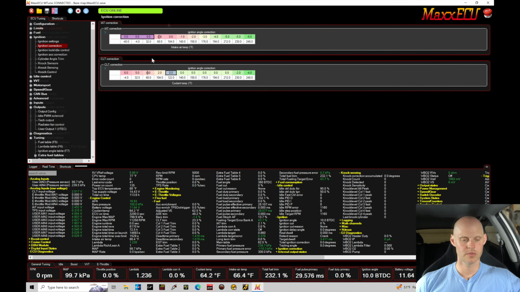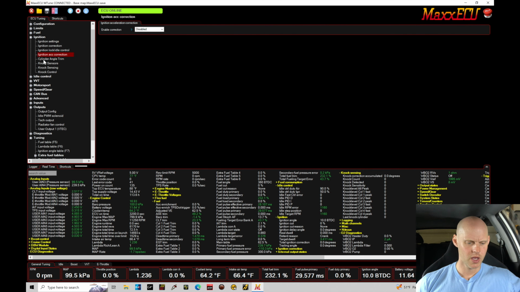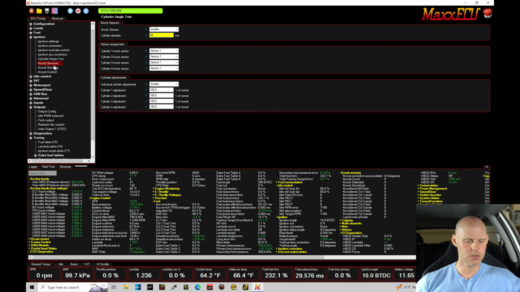All right, let's keep moving on, looking through our ignition sections for any 2-dimensional or 3-dimensional tables to update. Looking in here, we have our acceleration correction, which we can leave off. We have our cylinder angle trim option, which gives us cylinder adjustments, and we can leave that off right now. Knock sensor, we did go through here and set some basic details up.